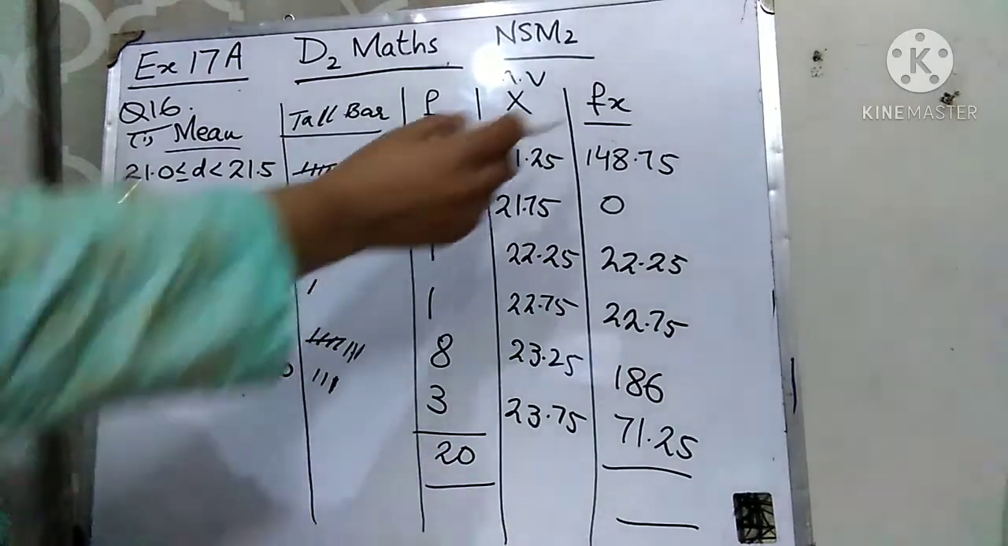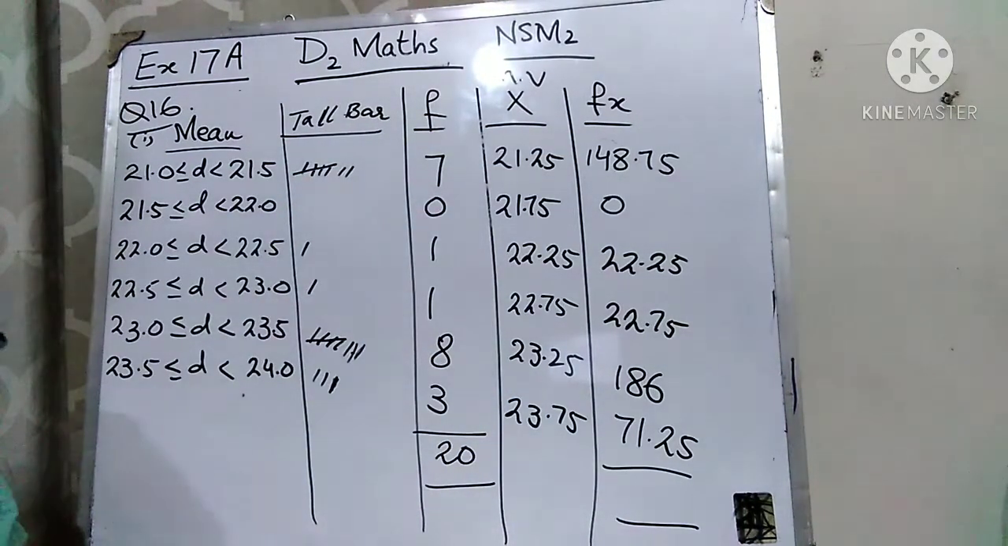Alright, now we have to find out the sum of f of x. We are going to add 71.25 plus 148.75 plus 22.25 plus 22.75 plus 186 plus 171.25. So we will get 451.